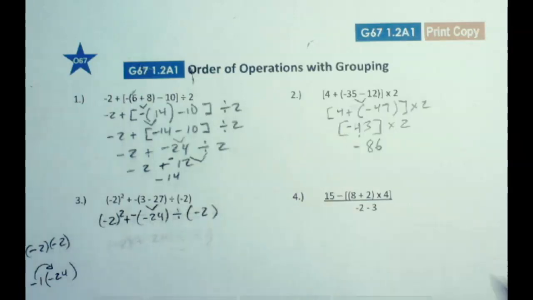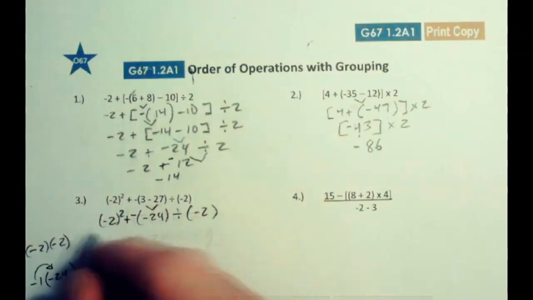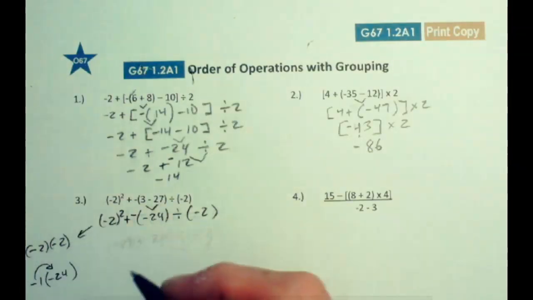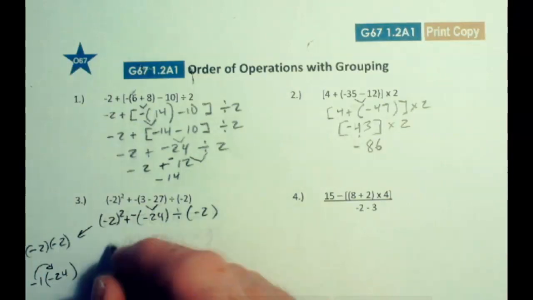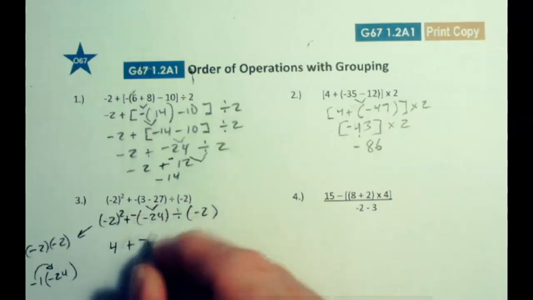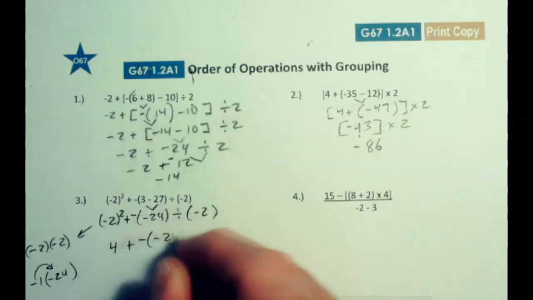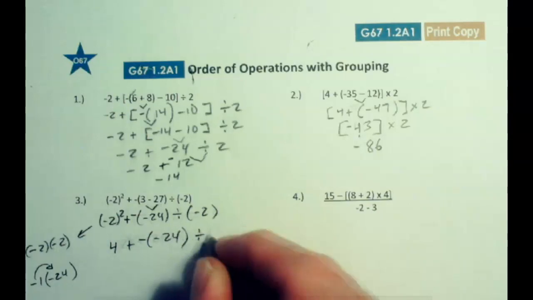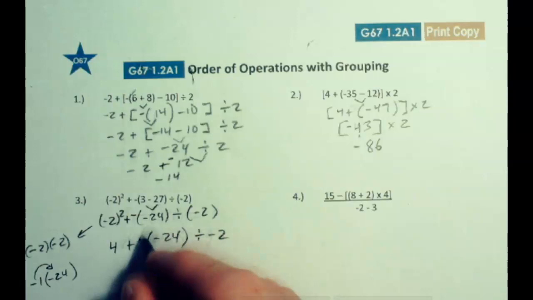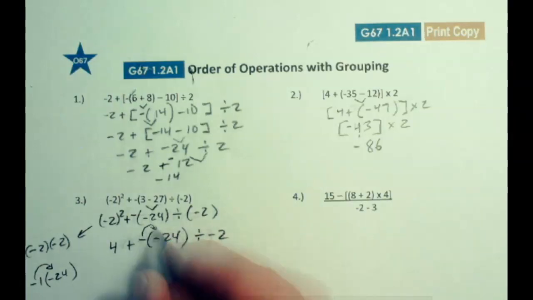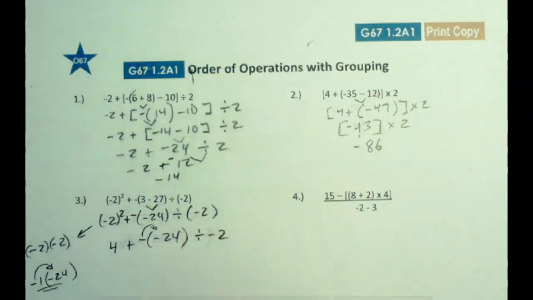Okay, so next we have to do the exponents. This exponent here is actually, I made some notes over here for you, a negative 2 times a negative 2. So this will be 4 plus a negative 24 divided by a negative 2. Now, another way to think about this negative here is a negative 1 times the negative 24. So I'm going to do that.